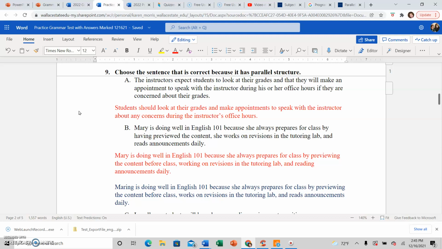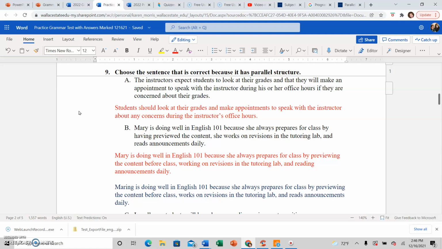Sentence B, I revised two different ways. And this one is more directly a good example of just fixing the issues with parallel structure when it comes to using the same verb form in particular. The previous one had as many problems with pronouns that were an issue. This one really just has problems with the verbs being used in the series of actions. So they all need to be the same. The original sentence is, Mary is doing well in English 101 because she always prepares for class by having previewed the content.